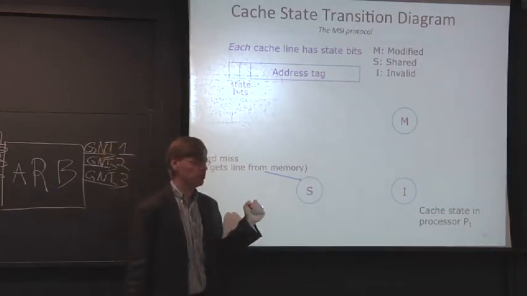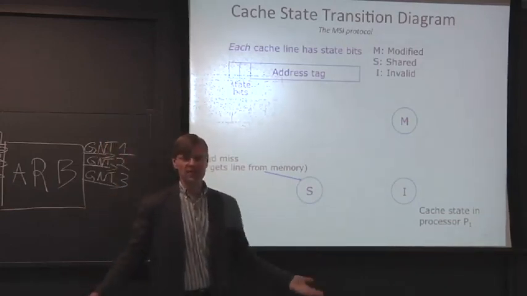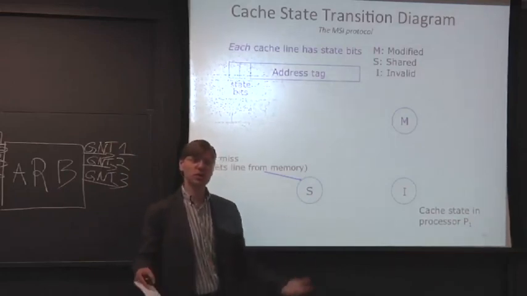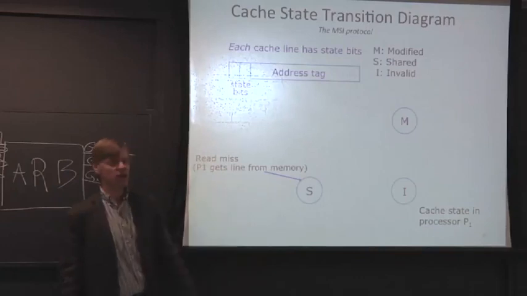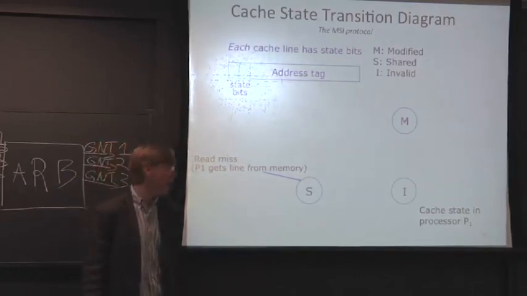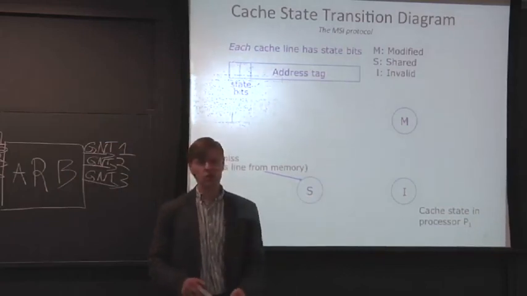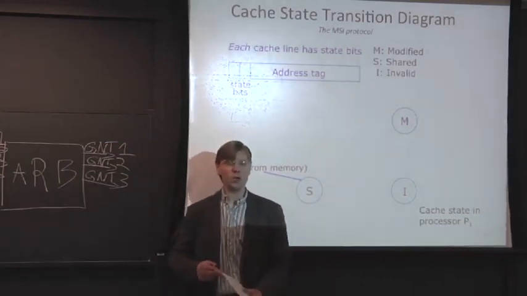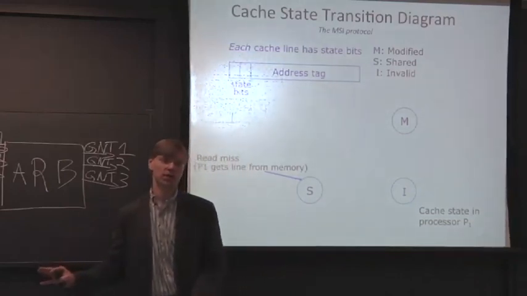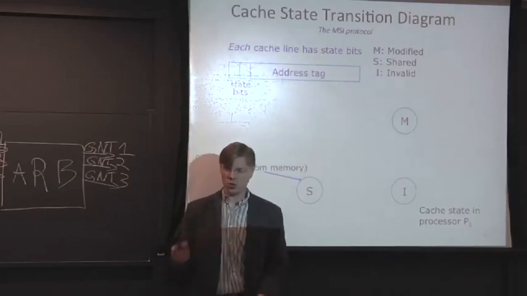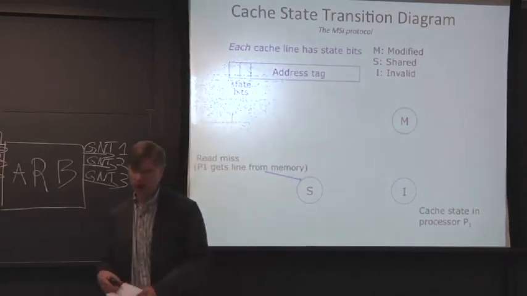OK, so something happens on the bus. The other processors might have to do transitions. But ultimately, you're going to get the data, or get the cache line, from main memory. And you're going to bring it into the shared state. So you now have a read-only copy. You can read this from your cache as much as you want. And you don't have to communicate on the bus anymore, because you just do a cache hit. Now, if you have to do a write, though, things get a little bit more complex.